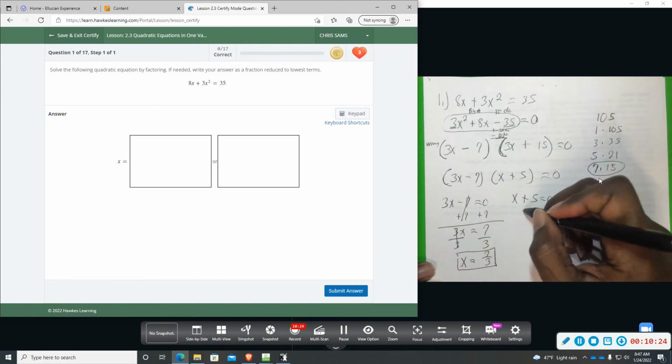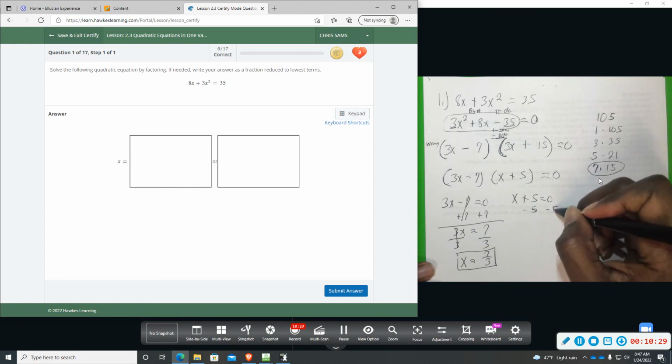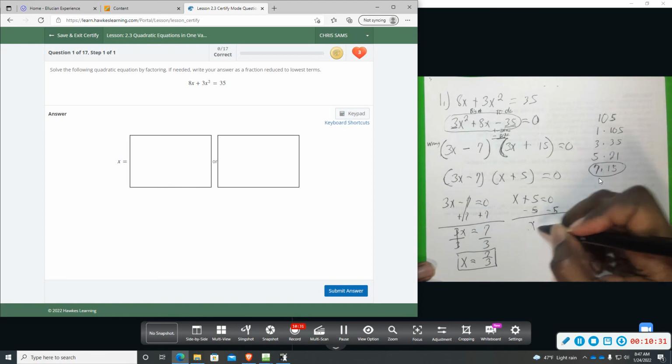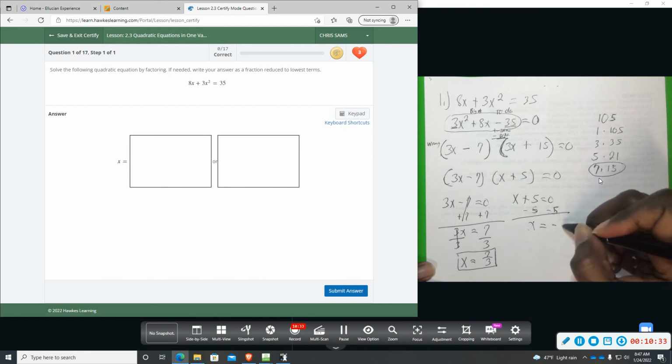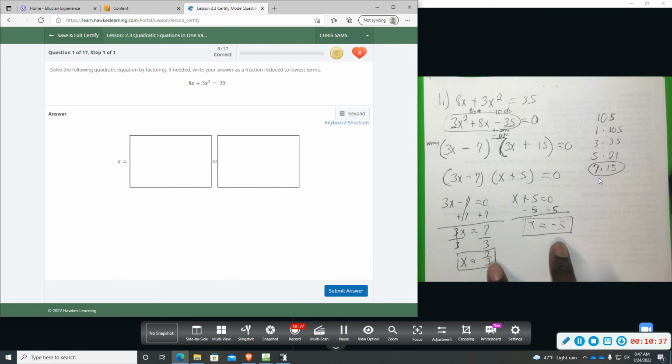And then here we just have to subtract 5 from both sides. My pen just seems to be fading on me. x equals negative 5. So these will be our two solutions, 7 over 3 and negative 5. Let me do the division bar first. 7 over 3 and then negative 5.